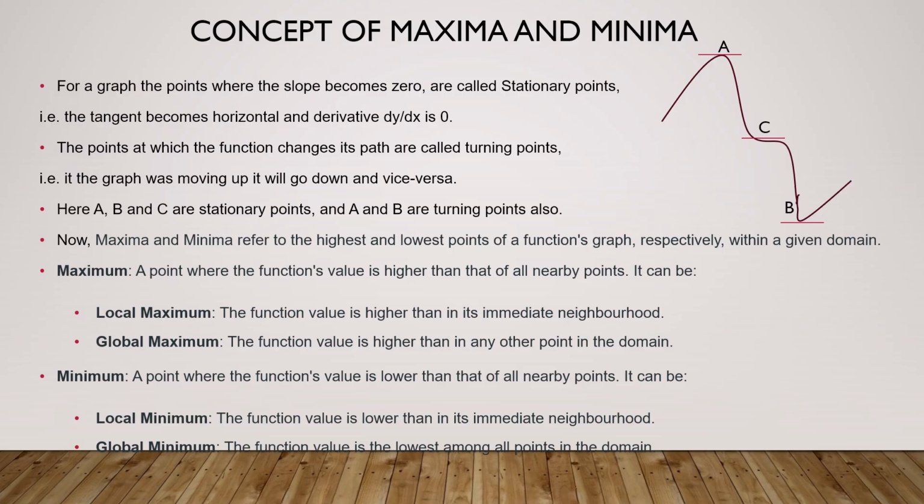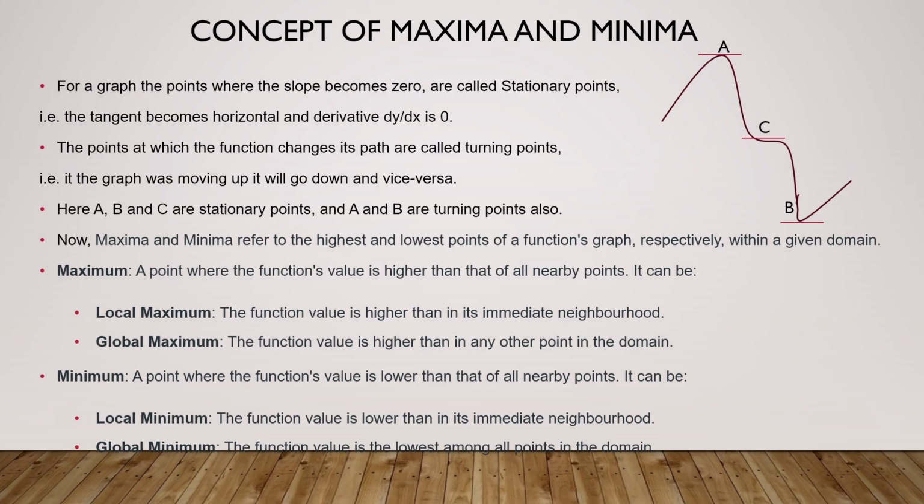That means if the graph was moving up, then it will go down, and if it was moving down, it will go up. So they are called turning points. Now in the given graph, you can see A, B, C are stationary points, and from those, A and B are turning points also. C is not a turning point because there the graph remains the same. It neither goes from up to down nor from down to up.